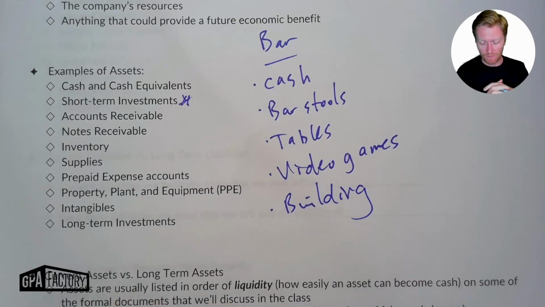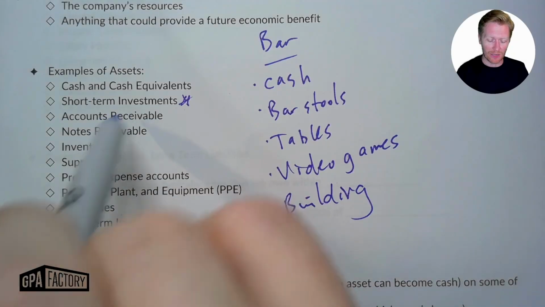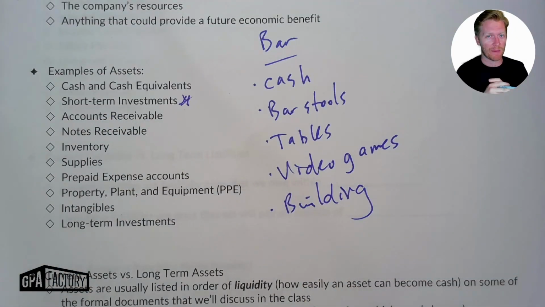Accounts receivable. Okay, I'm going to come back to that in a second, but accounts receivable is a very tricky one. Really, anything receivable, when you see that, you should think asset. But I'm going to explain accounts receivable and notes receivable a little bit more in depth below, because again, that's one of those new terminology things that we haven't really talked about yet. So we've got accounts receivable, notes receivable that I'll talk about down below.